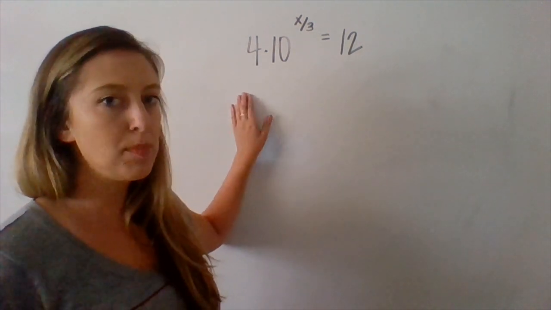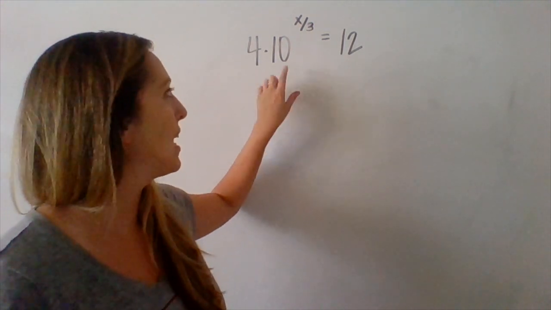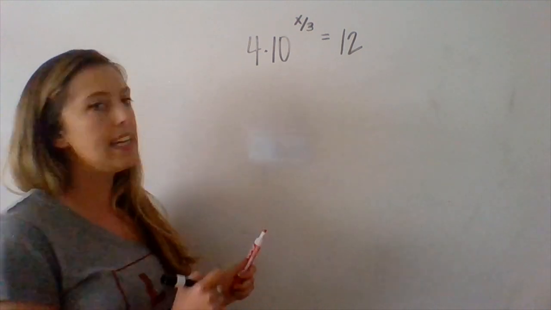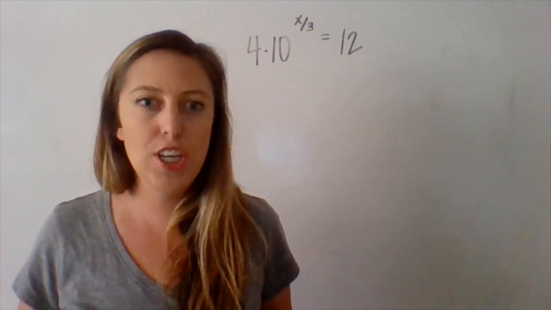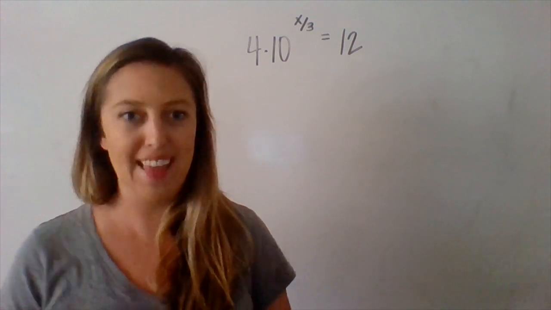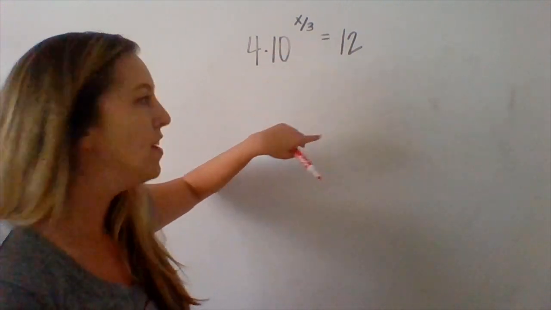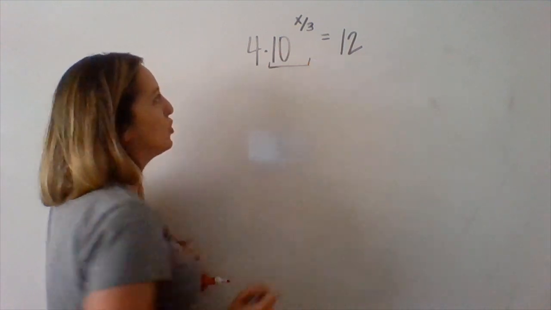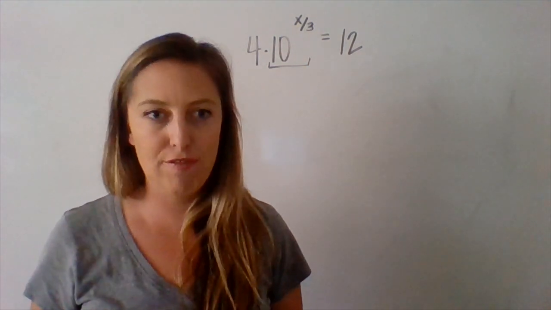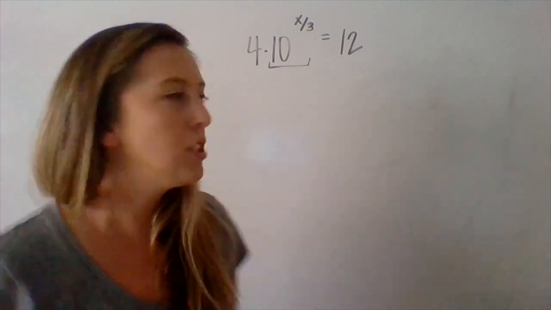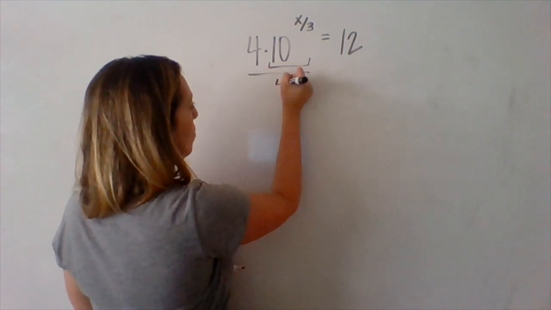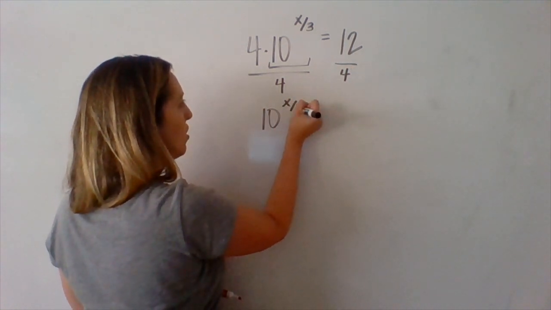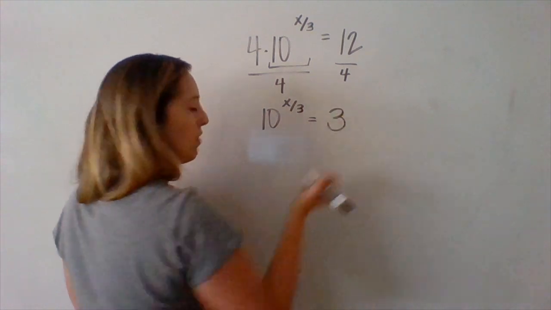So up here is an exponential function, and I can tell because it has a variable in the exponent. I need to get that x by itself, just like most often we do in math. Here, I need to get this 10 to the x over 3 by itself first before I can proceed any further. So I'm going to divide both sides by 4. So I get 10 to the x over 3 is equal to 3.